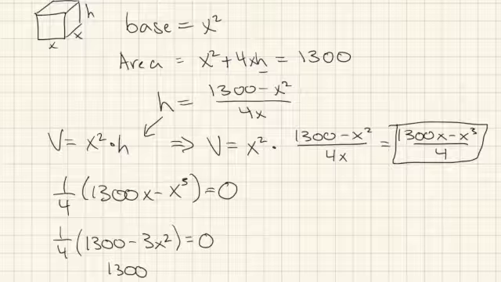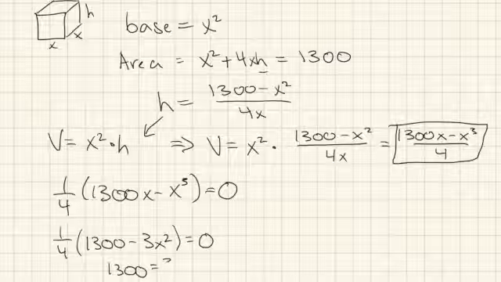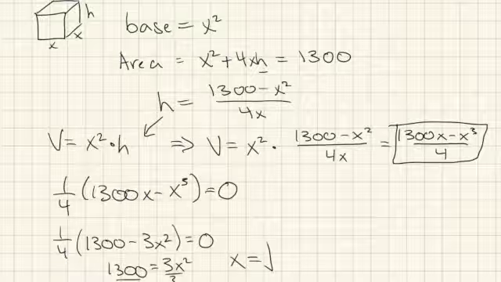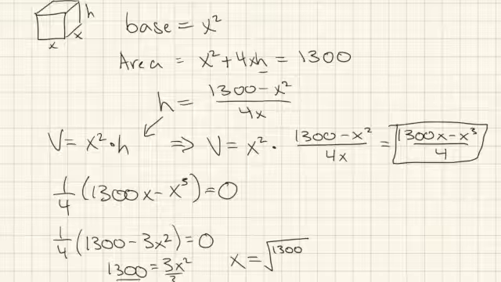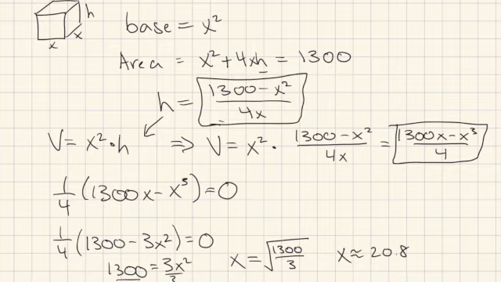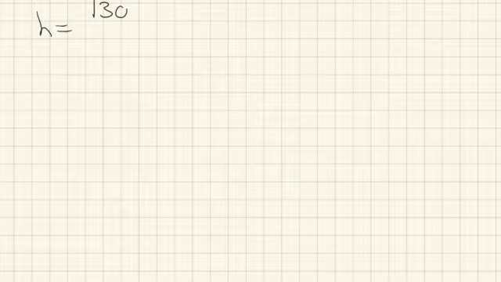Now once we set this equal to 0 and solve for x, we will get something like this. And this leads us to solve x for about 20.8. Now that we have x, we can take x and input it into our height equation and find height.